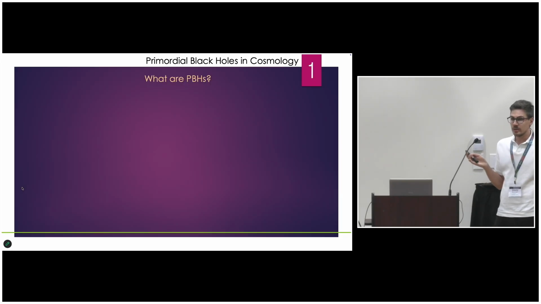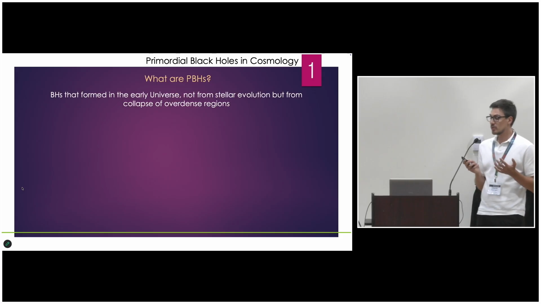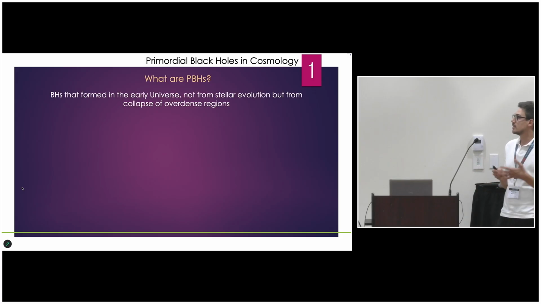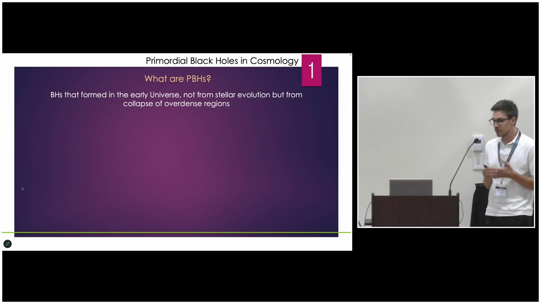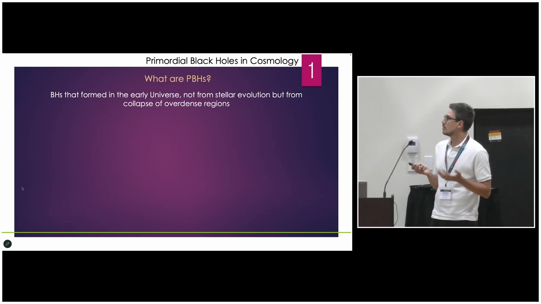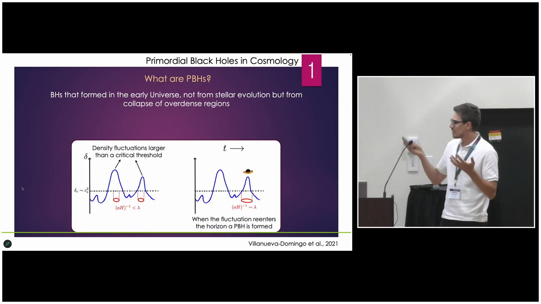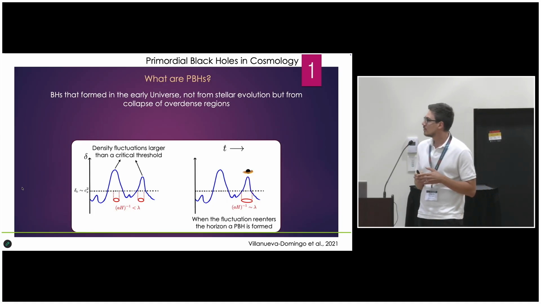So, what are primordial black holes? Well, primordial black holes are black holes that form in the very early universe, soon after the Big Bang, from the collapse of overdense regions. We can see here a schematic representation of the process.